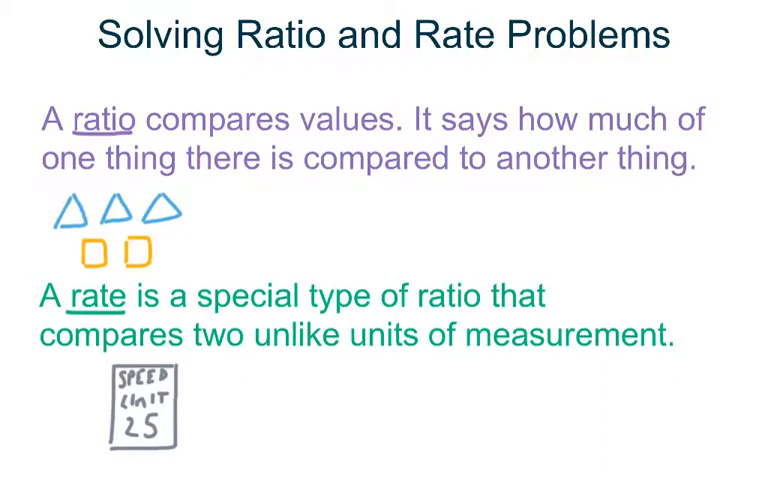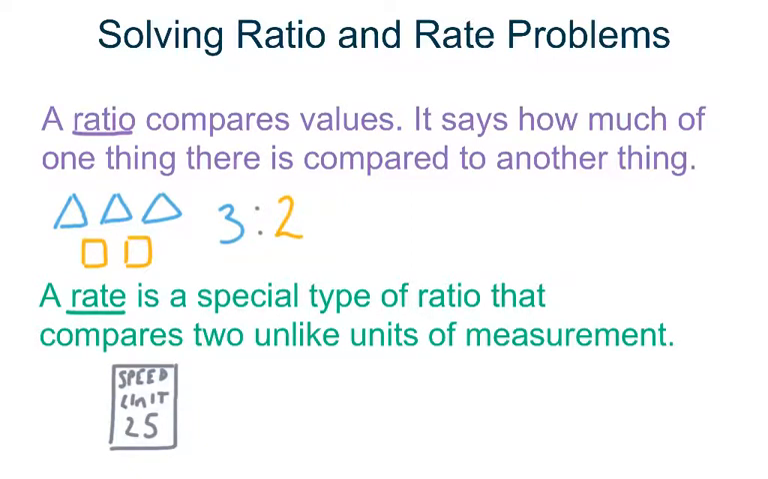Today we're going to be solving ratio and rate problems. A ratio compares values. It says how much of one thing there is compared to another thing. I see in my little drawing here 3 triangles and 2 squares. The ratio of triangles to squares can be written as 3 to 2 and not the other way around. Order really matters in a ratio.